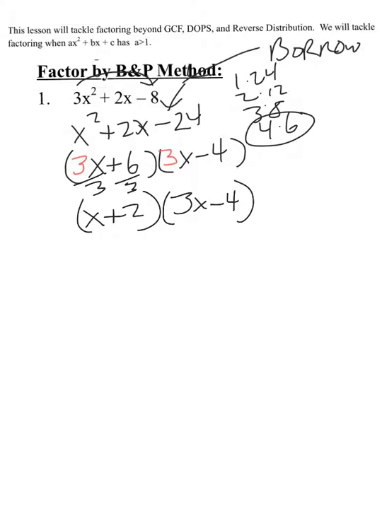And guess what? If I do a check here, this will work, and you will get right away your 3x squared, and then you'll get a minus 4x and a plus 6, which is a positive 2x, and then 2 times negative 4 is negative 8, and that's what I have up there. Okay, that's your borrow and payback method. So we're going to go and try another one of these. So let's move on to the next one.